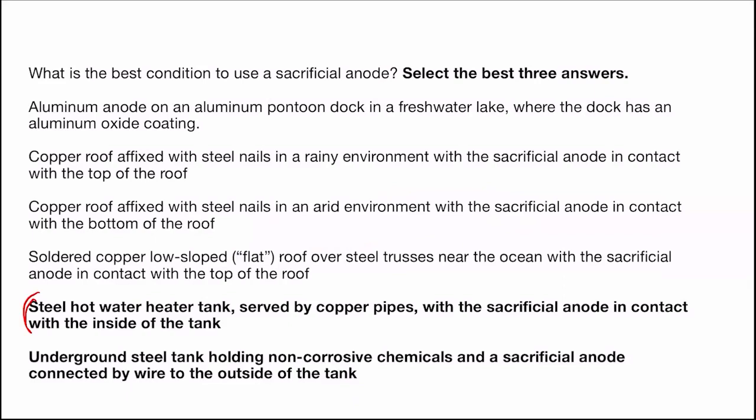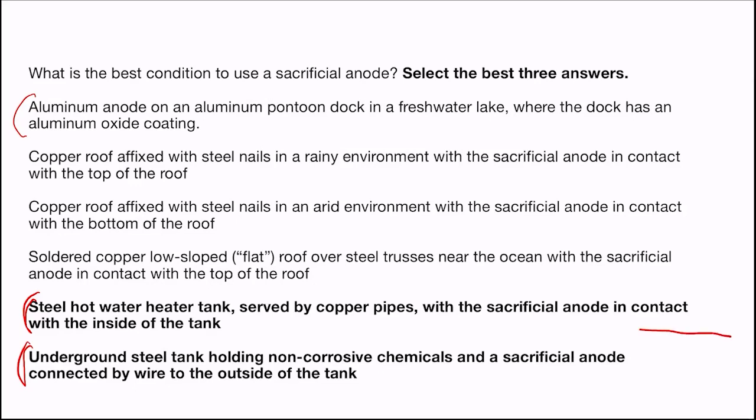And so if you see a pattern, it's things that are submerged that are usually where it's most useful, because those are the things where you just have a lot of electrons moving. If it's a roof or something, a hinge or some piece of hardware that happens to get wet once in a while, it's usually not as much of an issue. But if it's something that's submerged, that's where the benefit really comes into play. All right. So our last one here on the bottom is an underground steel tank holding non-corrosive chemicals. It actually doesn't really matter that it's holding non-corrosive chemicals because water is an electrolyte, and a sacrificial anode connected by a wire to the outside of the tank.